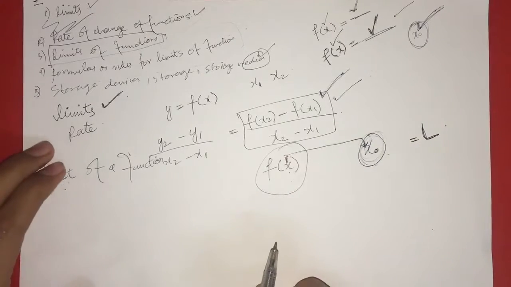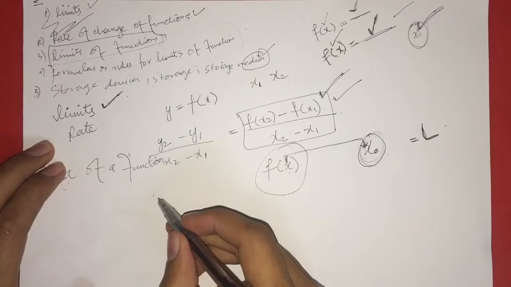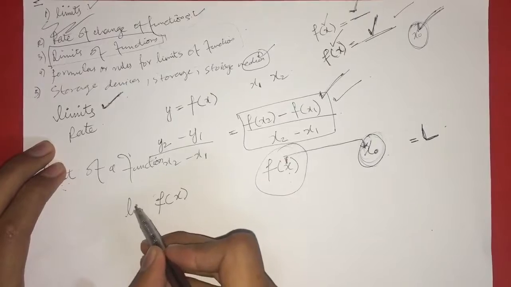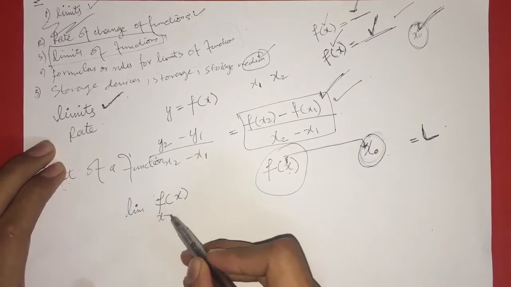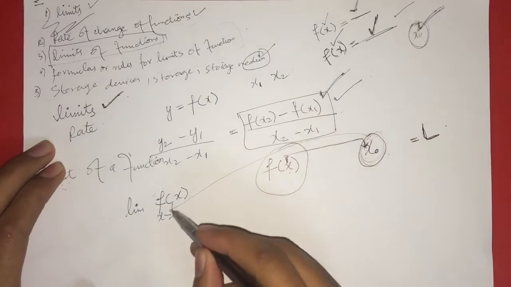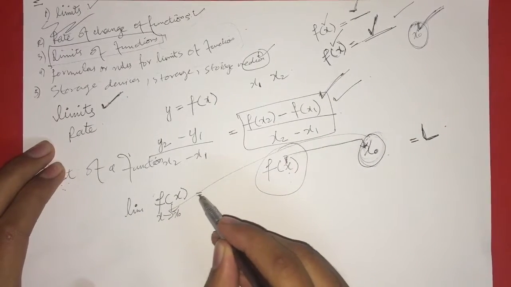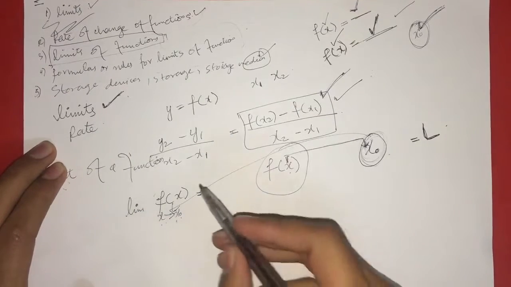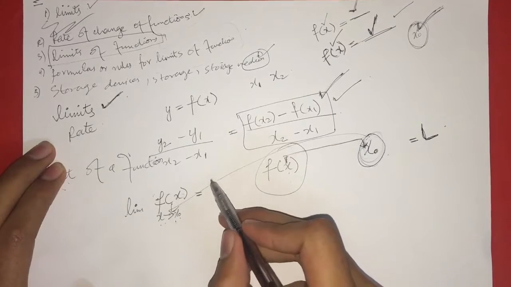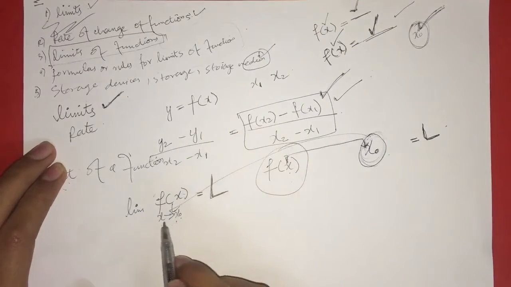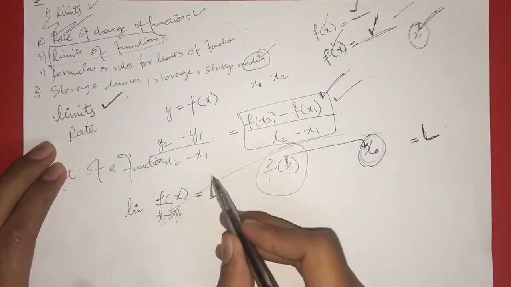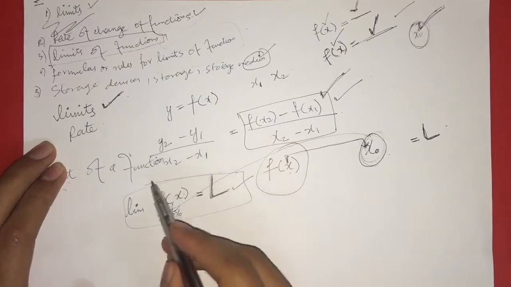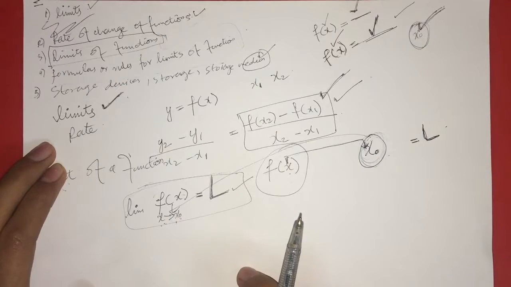How can we write it mathematically? We can write it as the limit of f of x when x approaches x naught. As x approaches x naught, not exactly x naught, f of x is going to be L, the limit of that function. So this was how you do the limit, and this was the basic concept of the limit of a function.